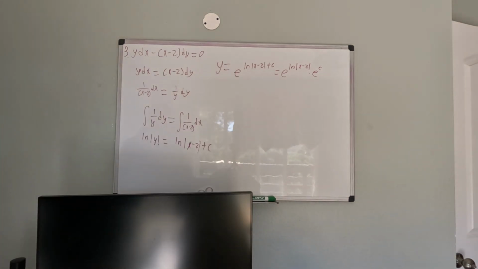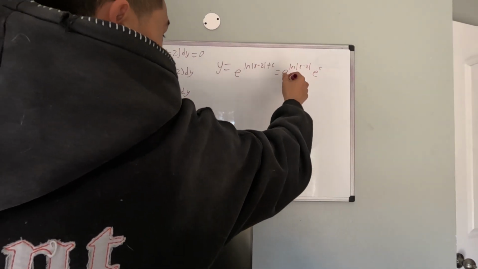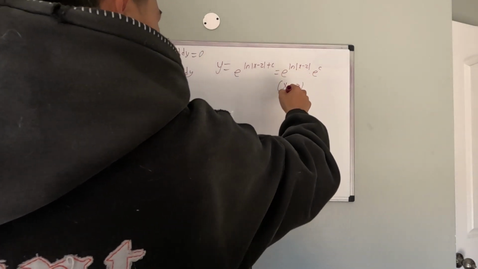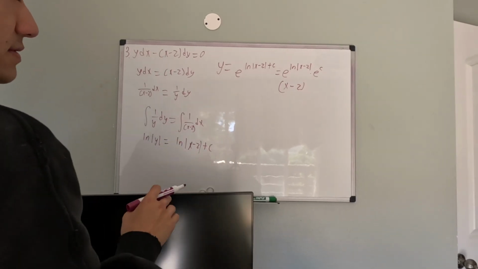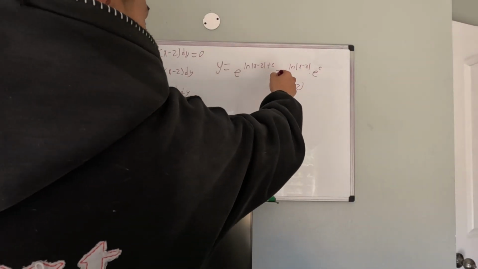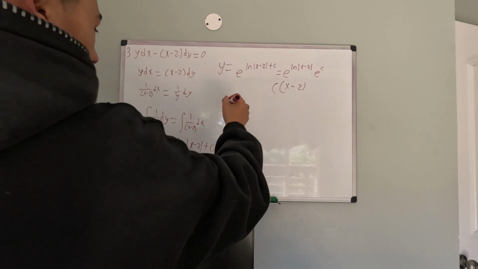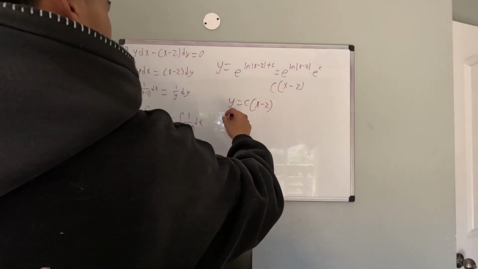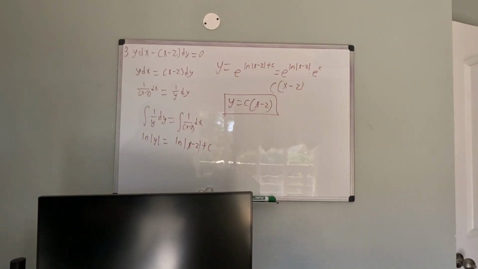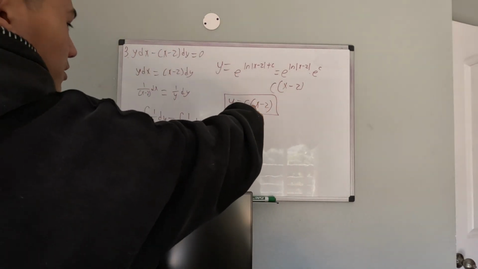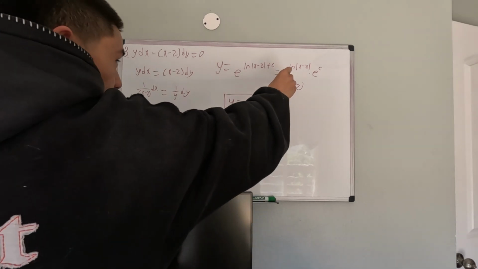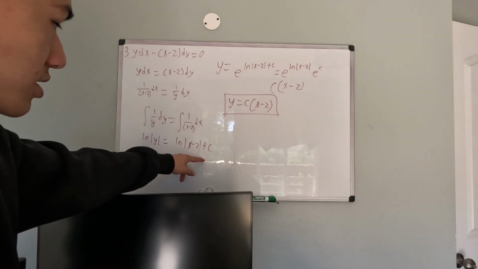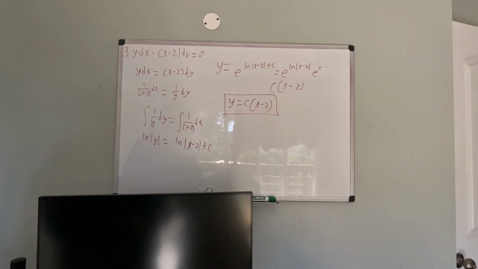If you could just see here, this right here will just equal x minus 2, right? And then that constant, that times e to the c, that's just another constant. So then you have c times that. So your answer is just y equals constant times x minus 2. That's your answer right there. The reason why it's not absolute value bars right here is because the constant is going to absorb the absolute value bars when you integrate it.